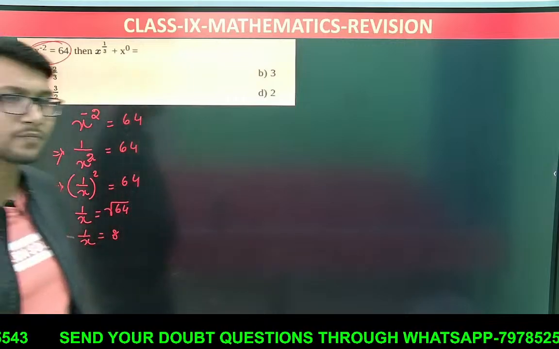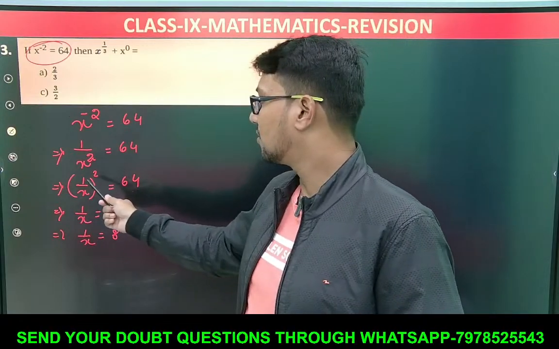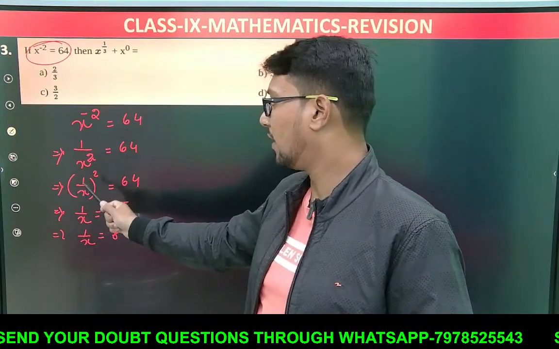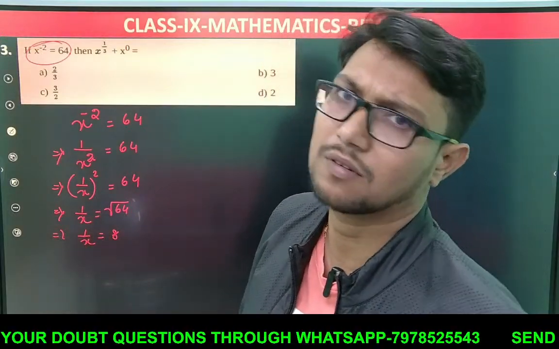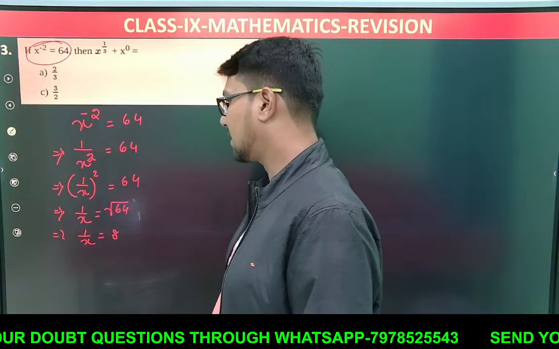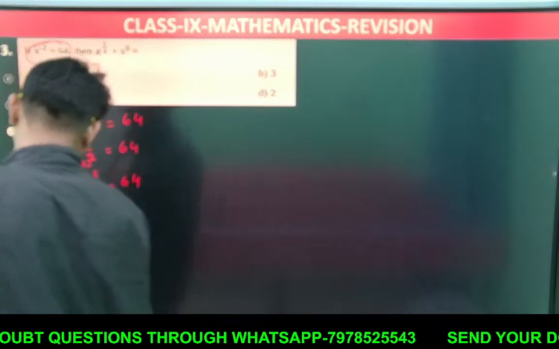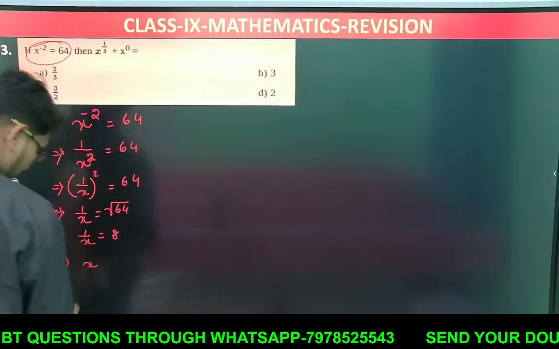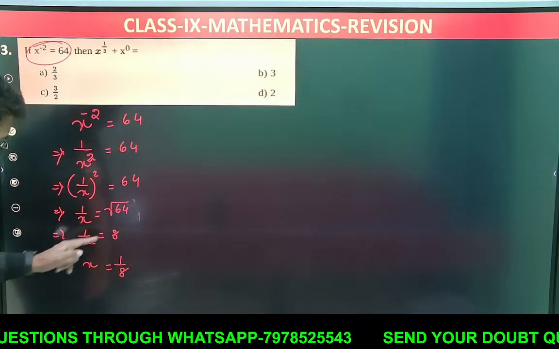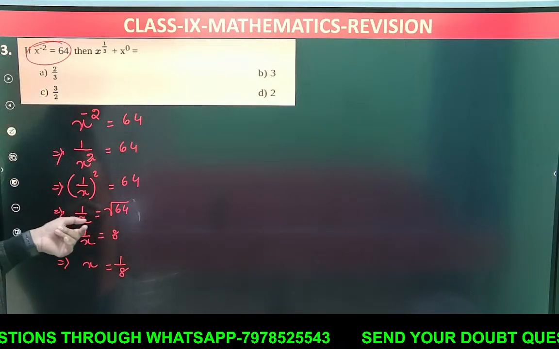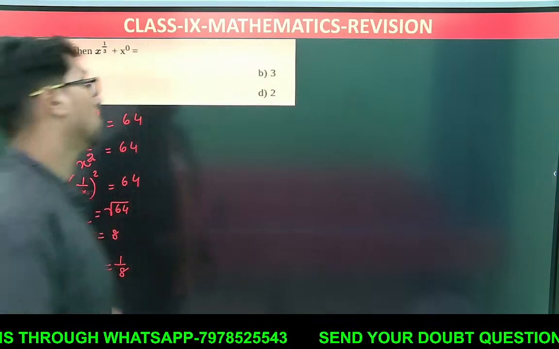I hope it is clear. While solving an equation, you all know, if on one side it is square, while taking it to the right side it will become square root. Square will become square root, cube will become cube root. Okay, so now 1 by x is how much? 8. If 1 by x is 8, then what about x? X equals 1 by 8. How? 1 by x equals 8, so whenever I am reciprocating the left hand side, I also have to reciprocate the right hand side. That's why x is equal to 1 by 8.